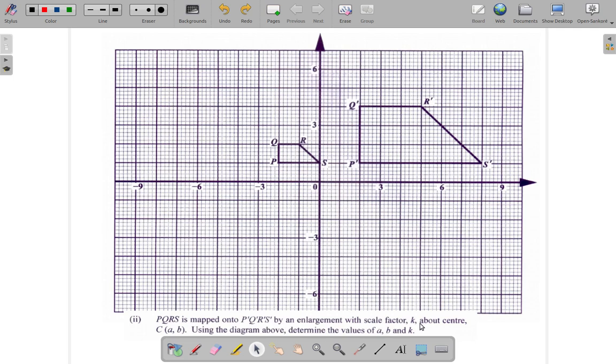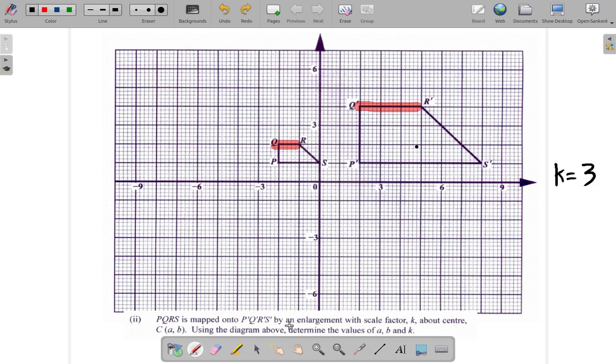It says you have a scale factor K. Now, let's look at K itself before we look at A and B. From Q to R, you have 1 centimeter covered. From Q prime to R prime, you have 1, 2, 3 centimeters. What that is telling you is that the scale factor, that means how much longer each side of the image is compared to the object, is, let me write it over here, K, the scale factor K is 3.